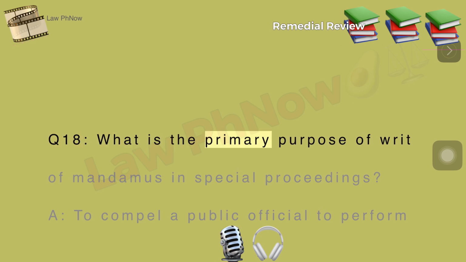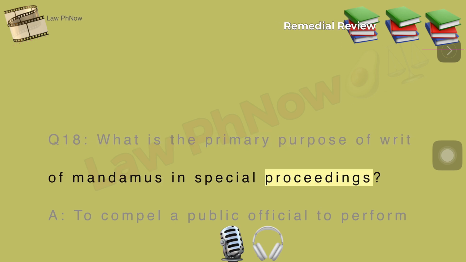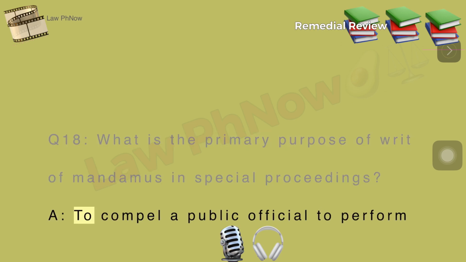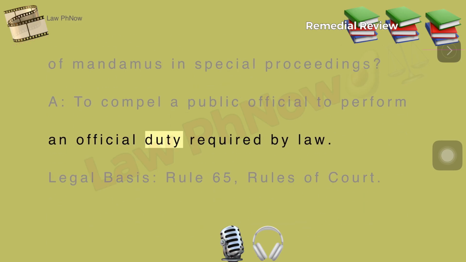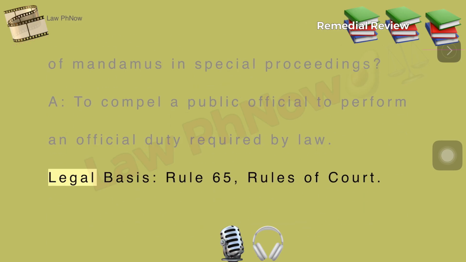Q18. What is the primary purpose of writ of mandamus in special proceedings? A. To compel a public official to perform an official duty required by law. Legal basis, Rule 65, Rules of Court.